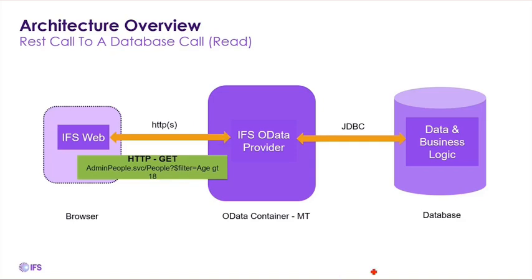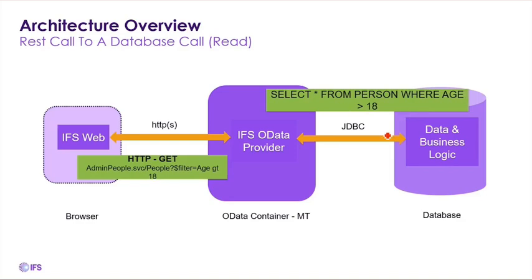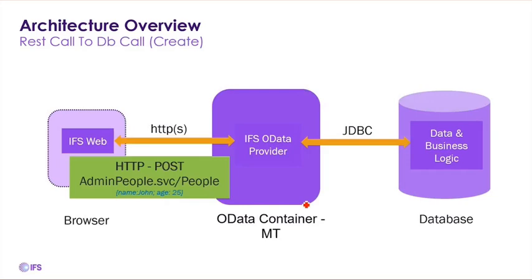Now, what the OData container will do is it will have a look at this request, validate it, and convert it into something that the database can understand. Ideally, it will be converted into something like this: select all from person where age is greater than 18. Right, so that's what the OData provider does. Among many things, that's one of the things that the OData provider does. Right? Now, if you have a look at this one, can someone say what this does?